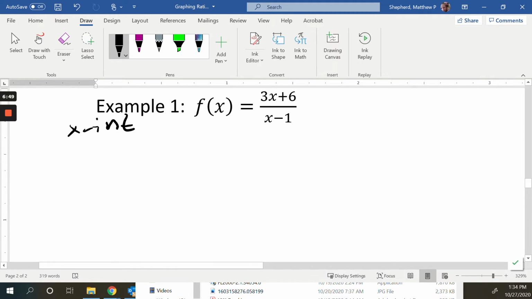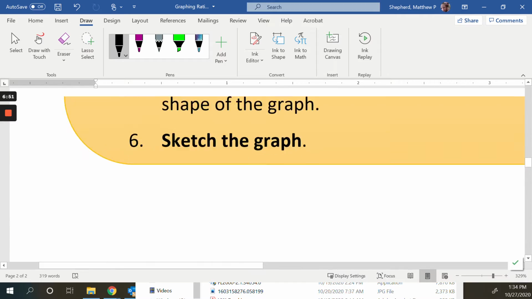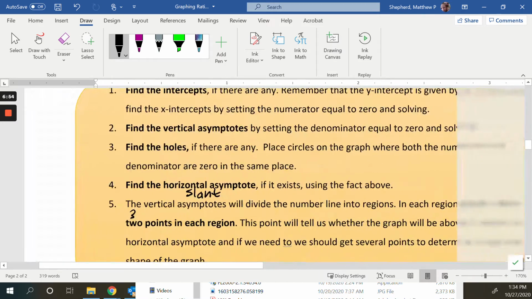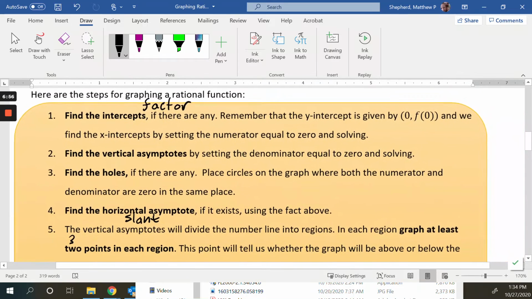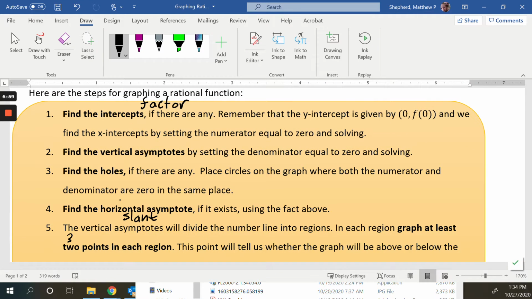So for my x-intercept, the way we find that, and it talked about it up here, the way you find an x-intercept is whenever y is going to equal 0. So we find the x-intercepts by setting the numerator equal to 0. Okay? Because remember, if the numerator is 0, it doesn't matter what's happening in the denominator, it equals 0.